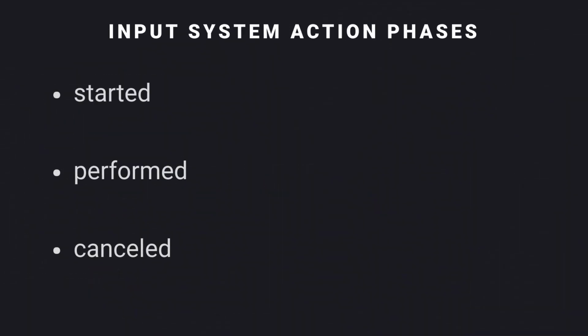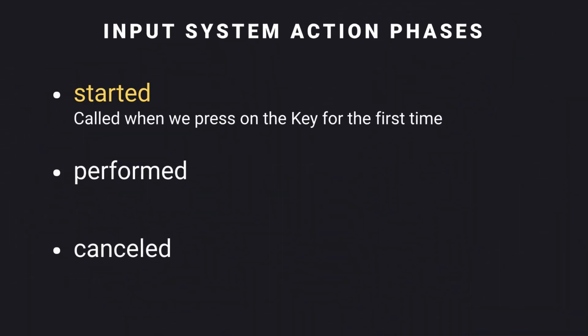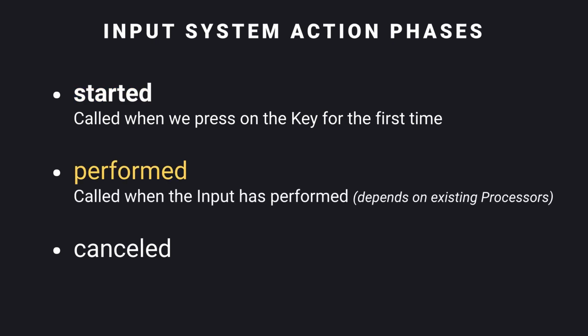For the button type, started is called whenever we press on the input key. Performed is called whenever the input action is performed, which can change if you add an interaction like hold. A hold interaction of 1 second here will only call the performed action when the button is held for that 1 second. This will be useful for us later on. For an input action without interactions though, this will be called right after the started action. Cancelled is called whenever we release the input key.